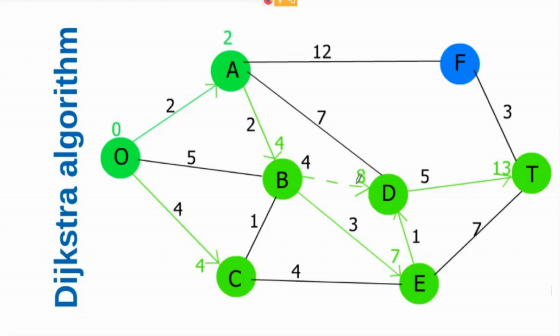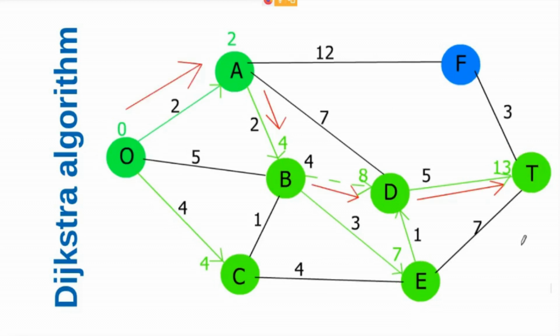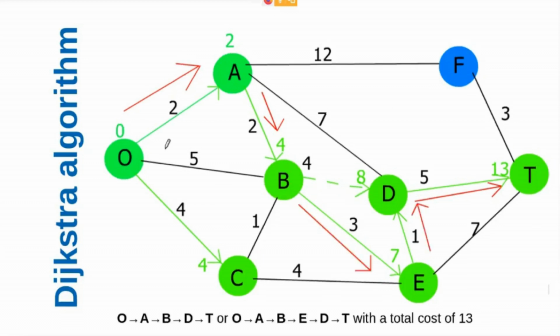But we could have chosen O, A, B, D, and T with the same total cost, but with a different list of waypoints, right? So that's why here I remark the other choice, right? So we have two different lists of waypoints with the same total cost of 13. That obviously is lower than the result with the greedy algorithm.